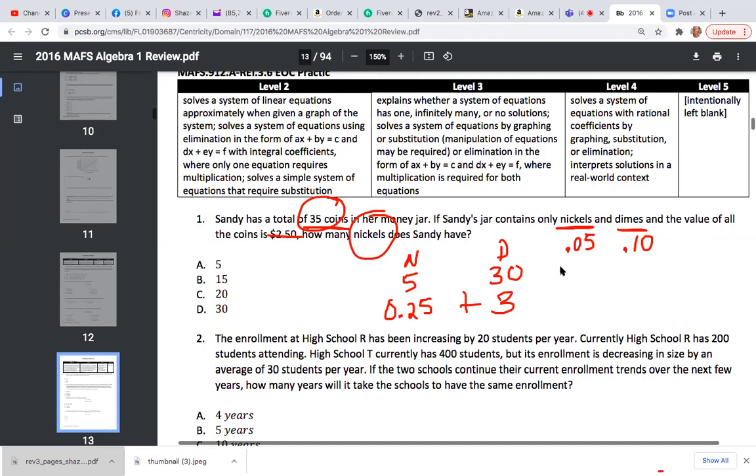It's 25 cents plus $3. We want it to add up to 250. That won't add up, okay? So we're going to get rid of that one because it won't add up. So let's move on to the next one, guys. Actually, you know what? Let's try 20.